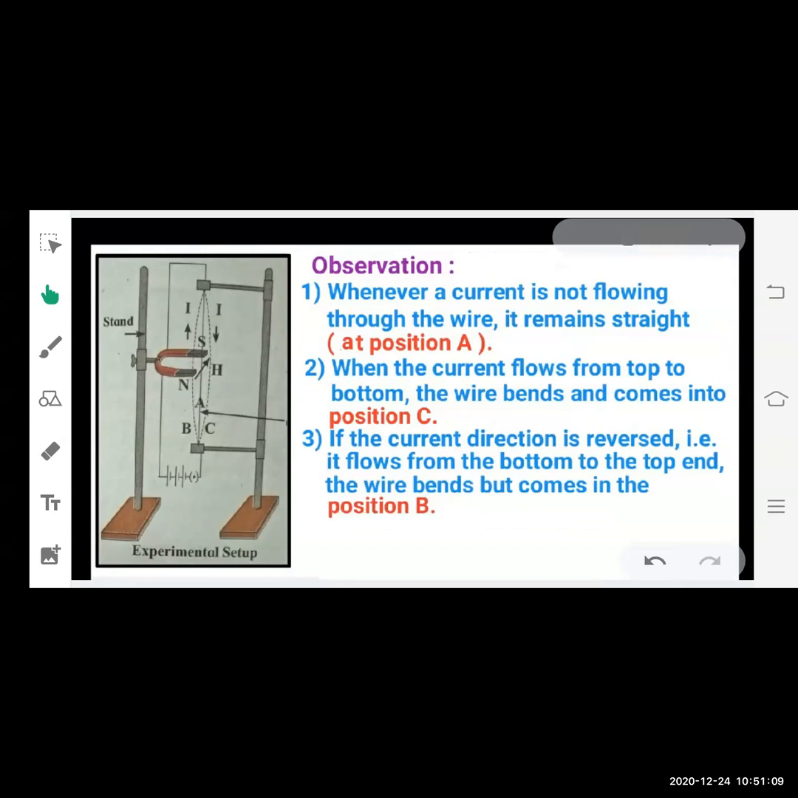When current is not flowing through the wire, that is, if the switch is off, current will not flow in the circuit, and in that condition the wire remains straight at position A. You can see this position A. But when the current starts flowing from top to bottom, from the positive end of the battery, you can see the direction of current here from top to bottom. In that case the wire bends and comes to position C.